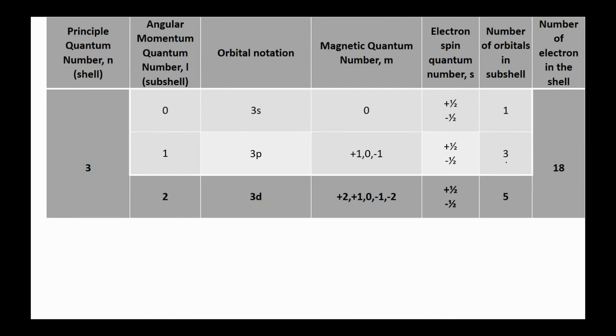Okay, so kita tengok pula bilangan elektron pada shell sama dengan 3. So untuk 3s, so kita boleh isi 2 elektron. Untuk 3p, kita boleh isi 6 elektron. And for 3d orbital, we can fill up until 10 electrons. So the total of electrons here is 18 electrons when n equals to 3.